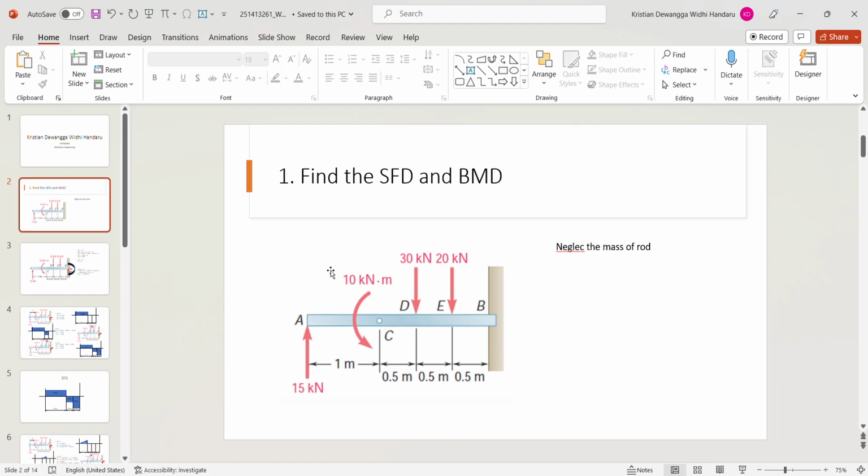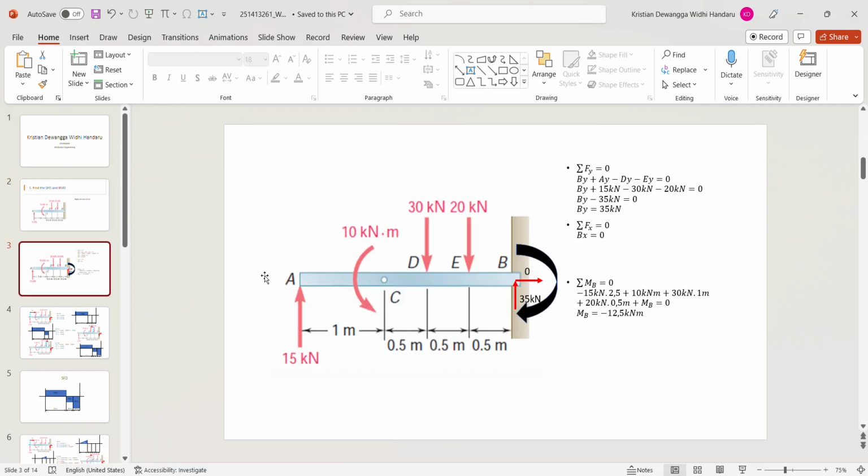Now I want to explain my task of week 9. This is the first question. This is the road, and the question is find the SFD and the BMD. The clue is neglect the mass of the road. So the first step, we look in PY, how we are looking like that.